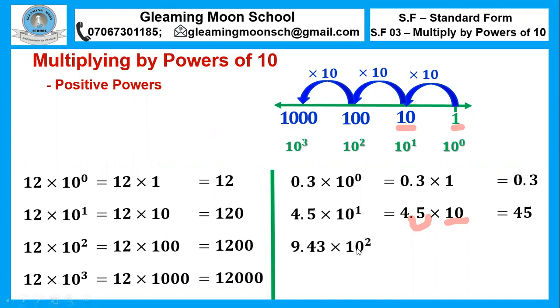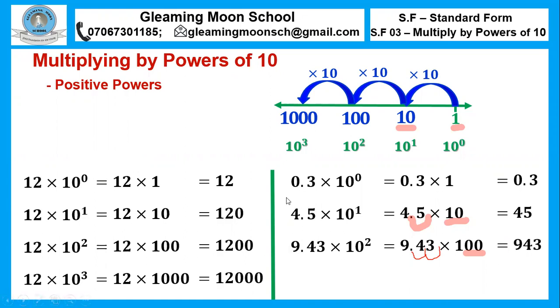Now, 9.43 times 10 raised to the power of 2. Now, 10 raised to the power of 2 is 100, so that gives us 9.43 times 100. So now we have 2 zeros. So that means we are going to move our decimal point 2 times. So we go 1 and 2. And that's going to give us 943.